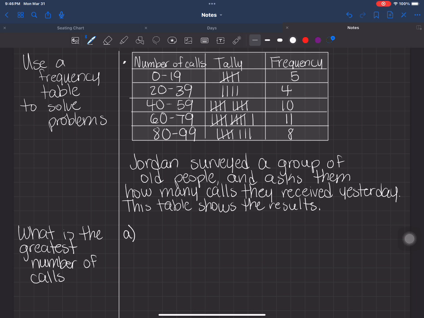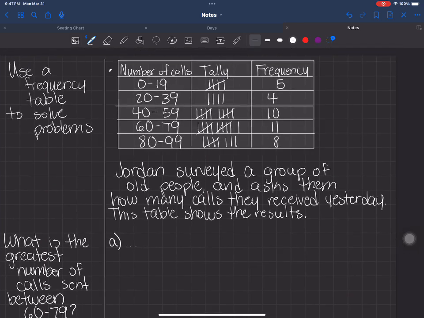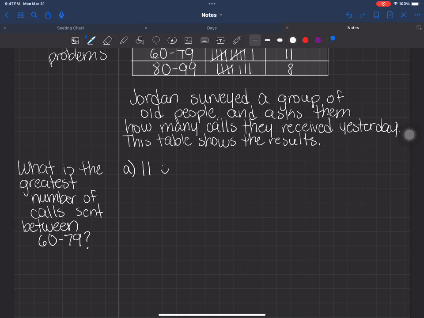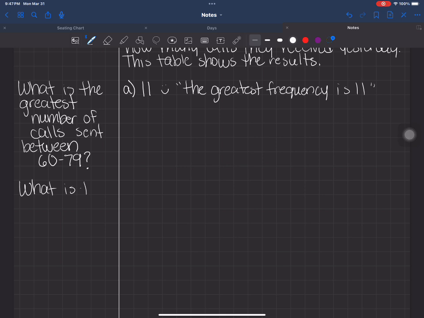First question, what is the greatest number of calls sent between 60 and 79? So we're going to take a look at our table. You can take a pause and see what your answer would be. It would be 2. Oh no, I'm sorry. It'd be 11. Sorry, I thought those were tallies. But it would be 11 calls. So you would say something in the words of, the greatest frequency is 11.